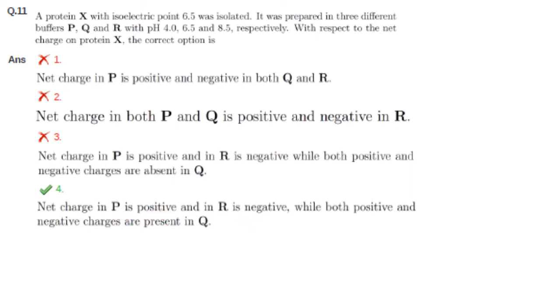Then if you take R, R is having a pH value greater than pI. That is 8.5 is greater than 6.5. So it will be negative charge. So the option is option 4. Net charge in P is positive and in R is negative, while both positive and negative charges are present in Q. So answer is option 4.